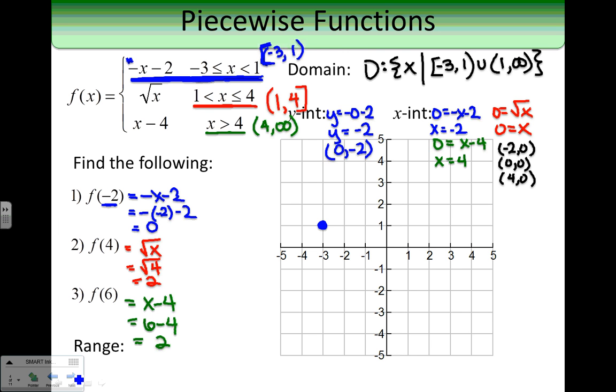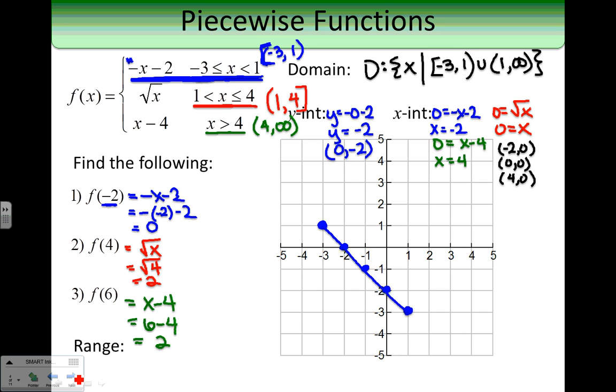Then I'm just going to keep going all the way through that domain. So the next value would be negative 2, because it goes from negative 3 to 1. So I'm going to keep going to the right. If I plug in negative 2, I get 0. If I plug in negative 1, I get negative 1. Plug in 0 and get negative 2. Plug in 1 and get negative 3. So that is the negative x minus 2 graph only between negative 3 and 1. I'm not going to draw in any arrows because it doesn't go to infinity. The domain only goes from negative 3 to 1.